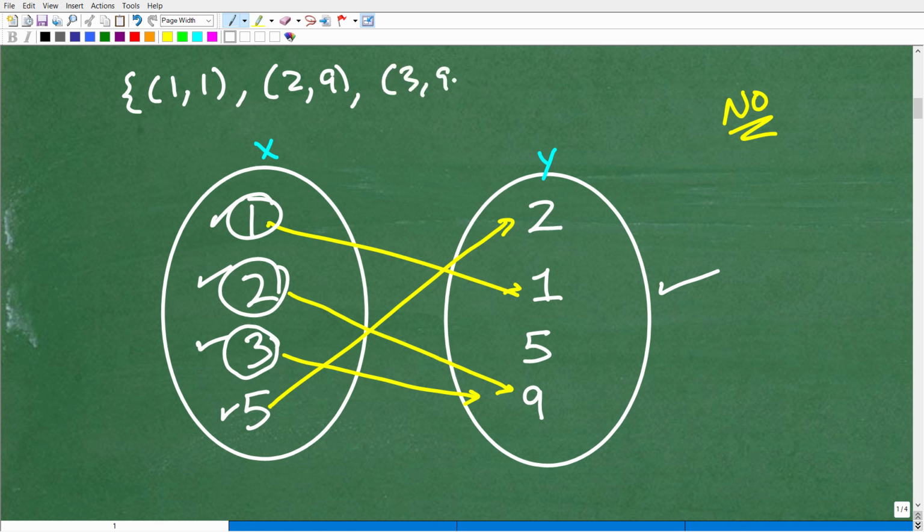All right, that would be another point. And then we would have, what? 5, 2. Okay, so 5, 2. So using a mapping diagram is excellent, but of course you have to know how to interpret it.